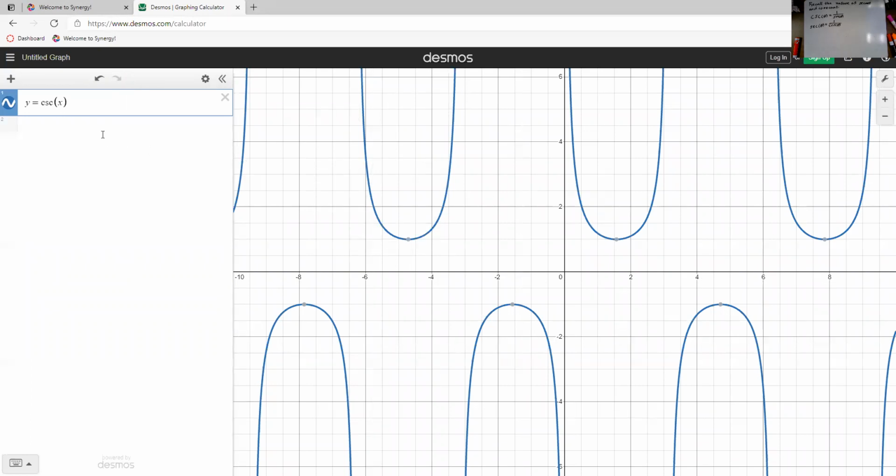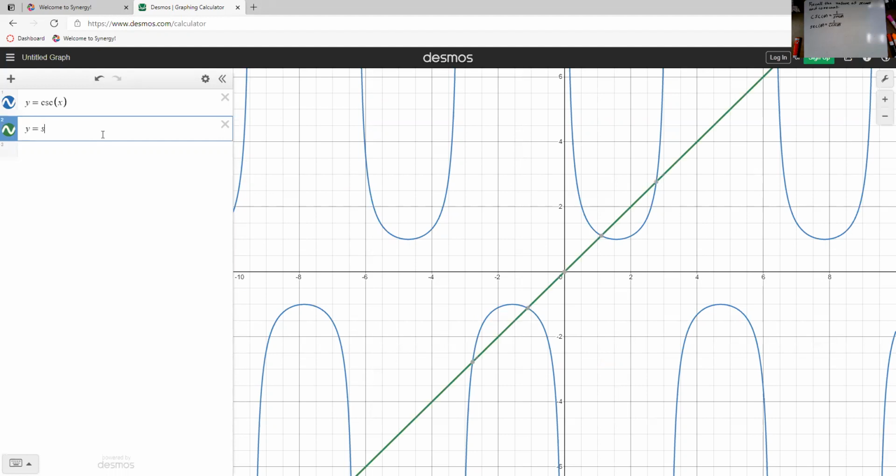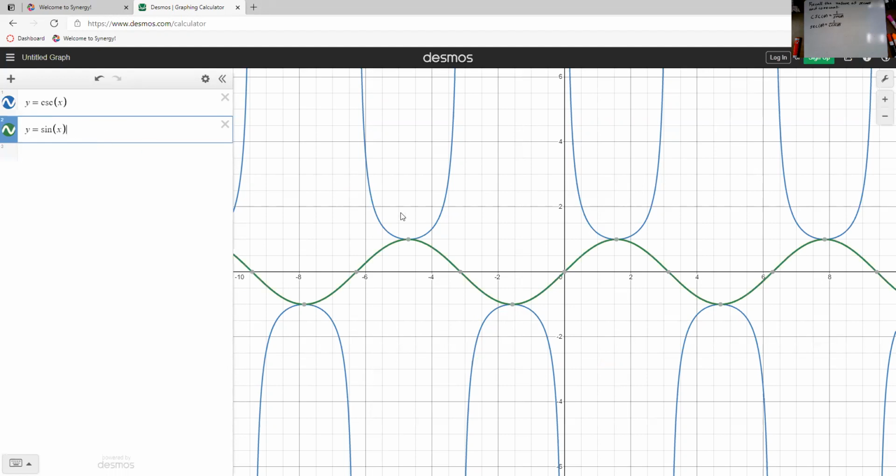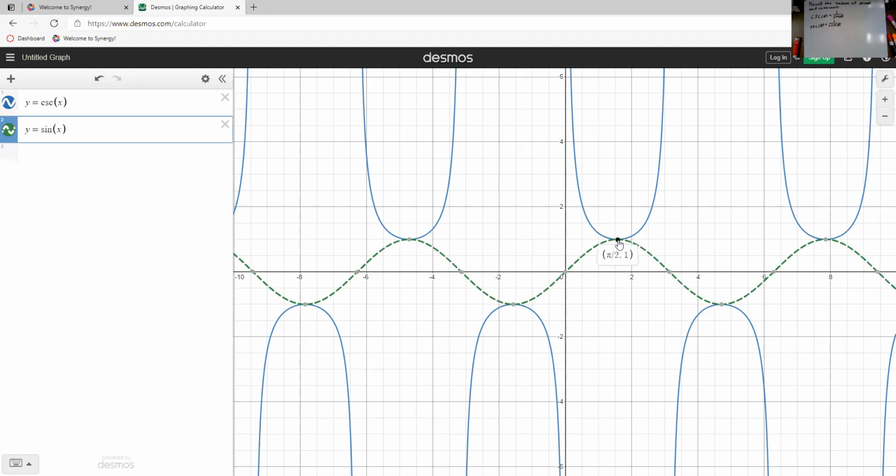Now let's compare it to the thing it comes from. Remember that cosecant is the reciprocal of sine. So when sine gives us a value of 1, that means that the value of cosecant is going to be the reciprocal of 1, which is 1. So cosecant touches sine when sine's value is 1. And so cosecant touches the peaks of sine. Also note that we have these vertical asymptotes when sine's value is 0.